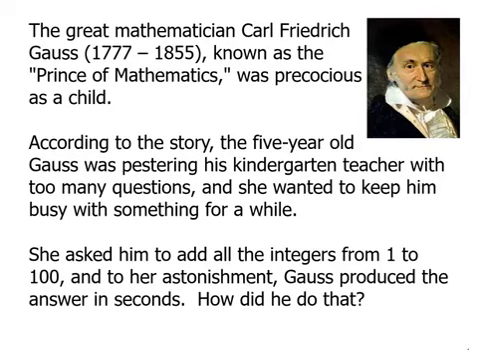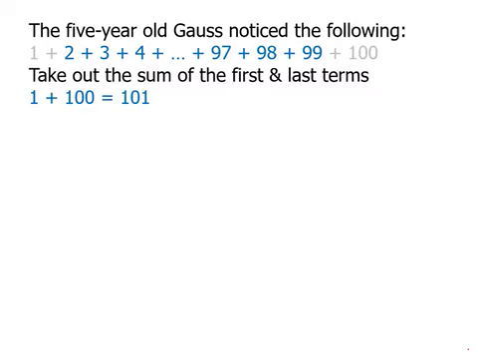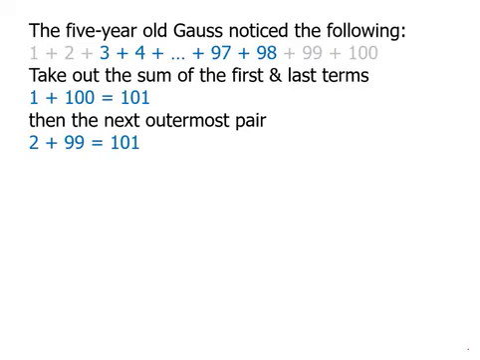How did he do that? Well, the 5-year-old Gauss noticed the following. Suppose we have all the numbers from 1 to 100 added up. Take off the first and the last. 1 plus 100, that's 101. Now take off the next pair remaining from the beginning and the end. 2 and 99, they also add up to 101. Then the next pair, 3 and 98, they also add up to 101.